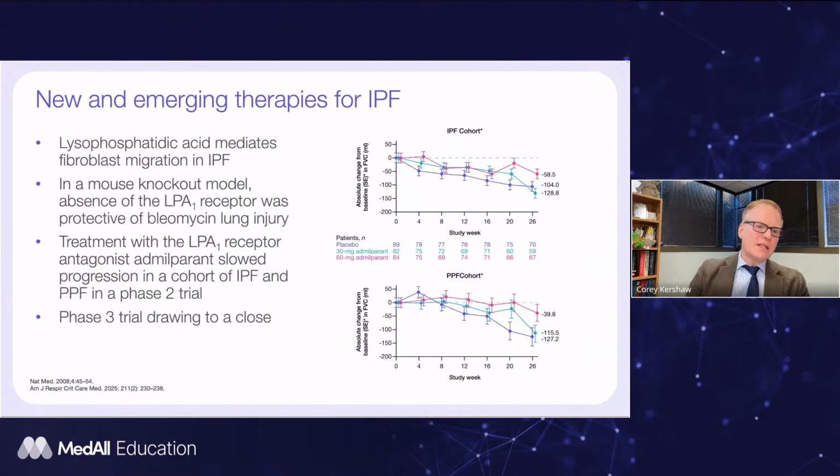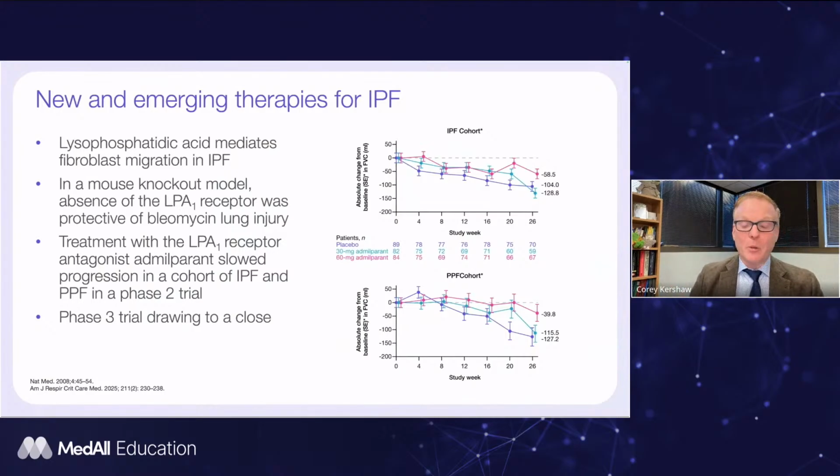So the first one focuses on the lysophosphatidic acid pathway. Lysophosphatidic acid mediates the fibroblast migration into the alveolar space in patients with IPF. If you take mice that have a knockout of the lysophosphatidic acid receptor, that was protective against bleomycin lung injury in a mouse knockout model. So if we could somehow antagonize these lysophosphatidic acid receptors, this affords an opportunity to slow the fibrosis pathway. So indeed, there is one of those available for research right now.